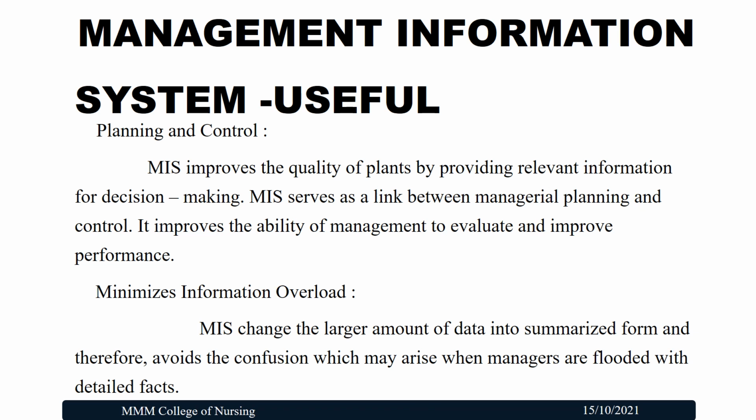Why MIS is useful. Planning and control. MIS improves the quality of plans by providing relevant information for decision making. MIS serves as a link between manager planning and control. It improves the ability of management to evaluate and improve performance.